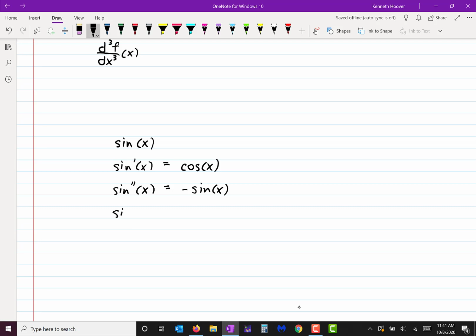So what would be the third derivative of sine? That's the derivative of negative sine of x, which will be negative cosine of x. What's the fourth derivative of sine? That's the derivative of negative cosine, which will be negative negative sine, which is sine. And we're back to the beginning again, and it starts looping around.